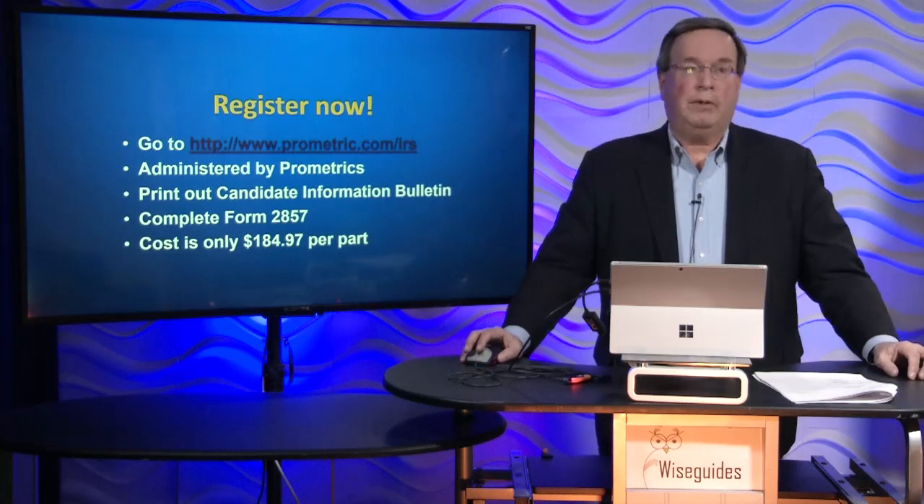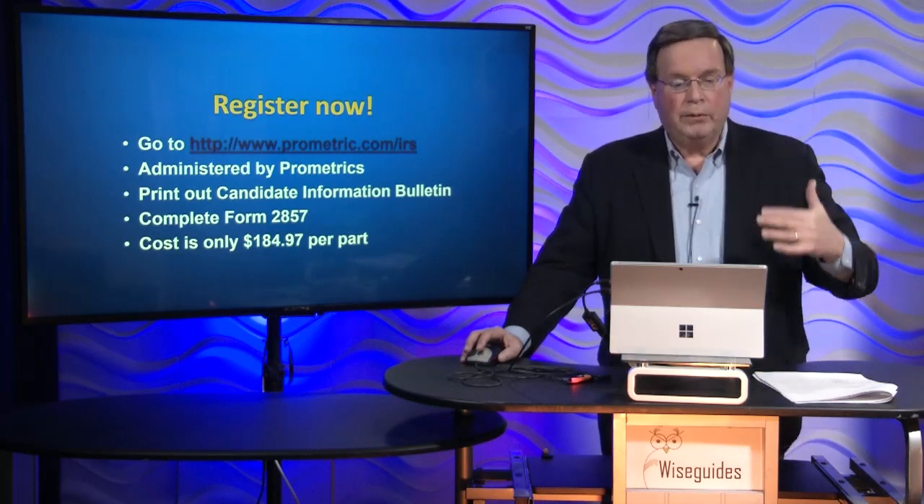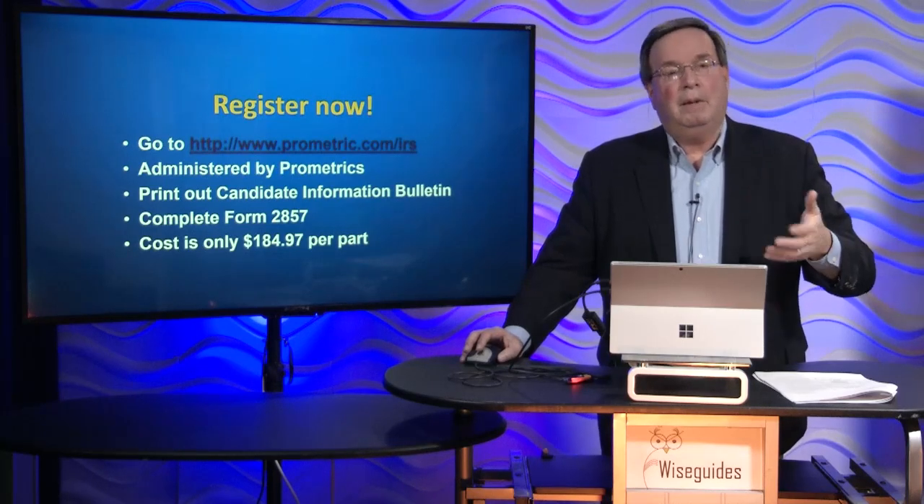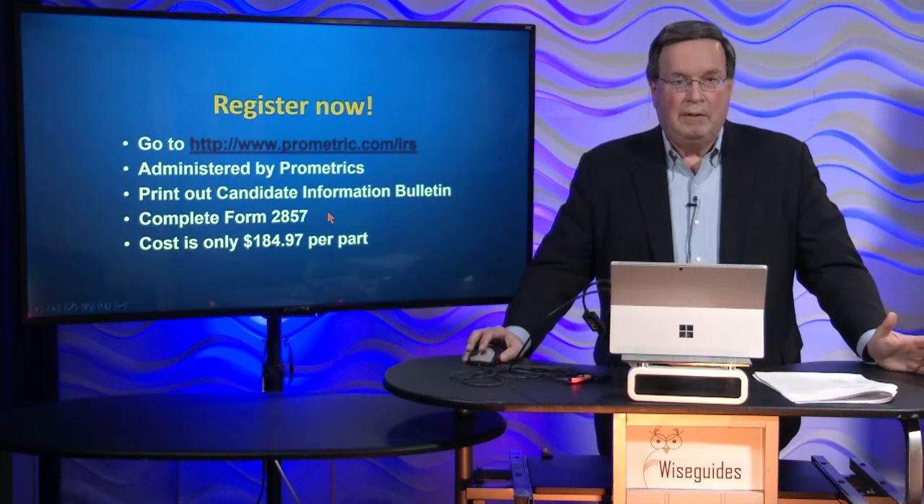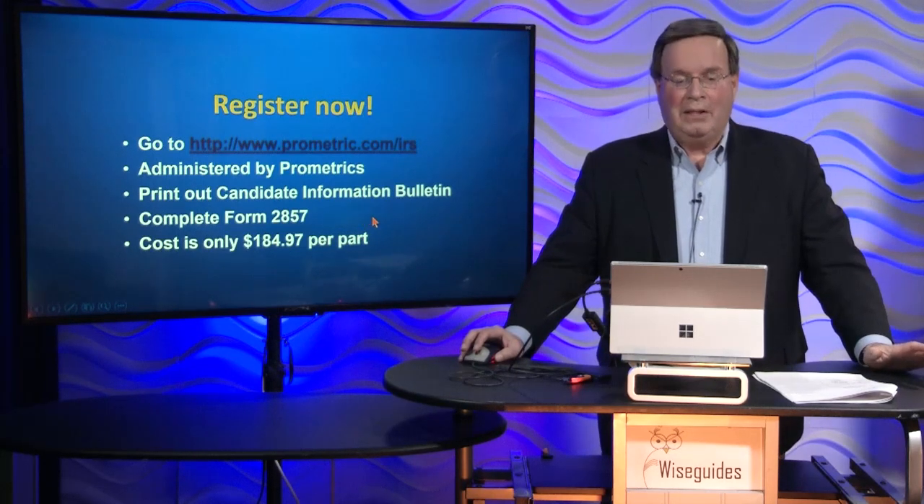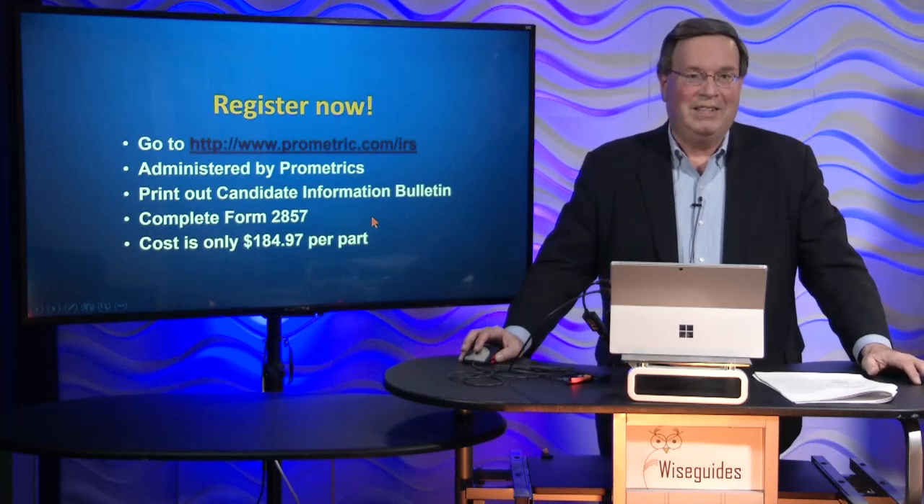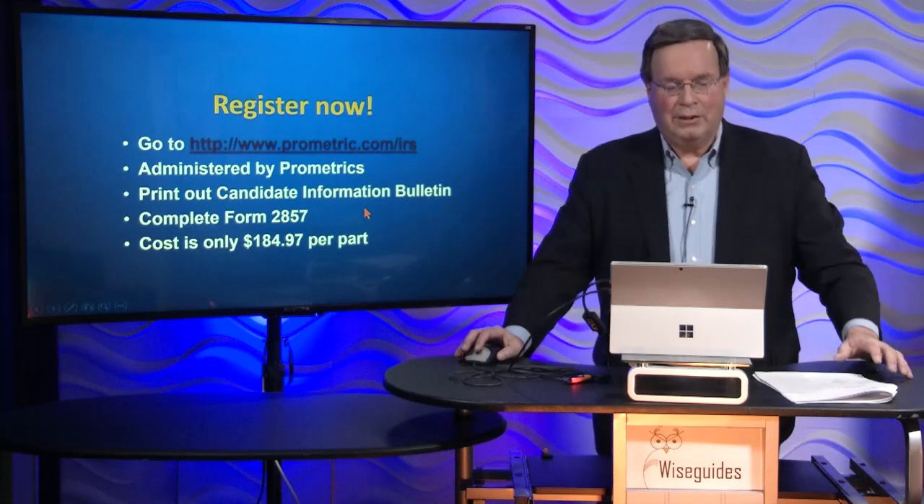I'm not going to go through, you have to do this, you have to do that. You can read, you're a bright person. There's no reason for me to go through this. I'm going to point some things out, but bottom line is that you can do that. Complete the form 2857, just make sure that's what gets it going. And the cost is, I put down only $184.97 per part. So in case you see some other numbers out there, this is according to that.